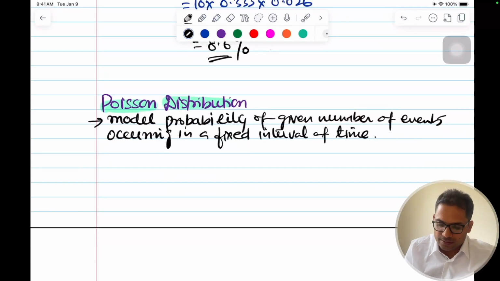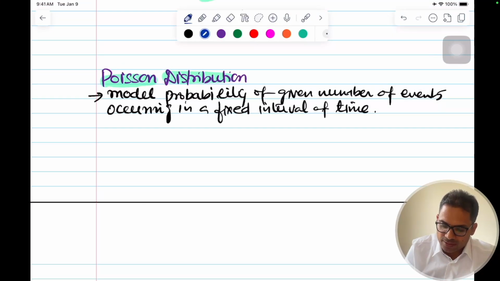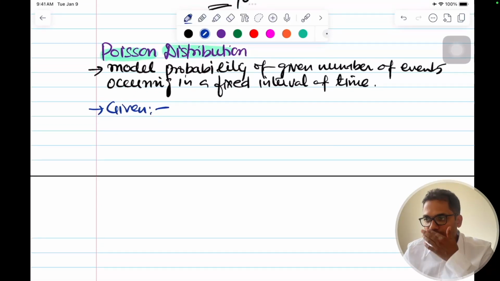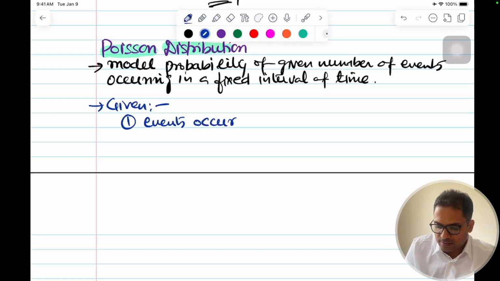This is what we want to find: if some event is happening at a fixed rate, and we want to find how many events will happen in a given interval, what is the probability of that, then we use what is called Poisson distribution. There are some parameters associated with this. Given some conditions, events occur with a known constant rate.